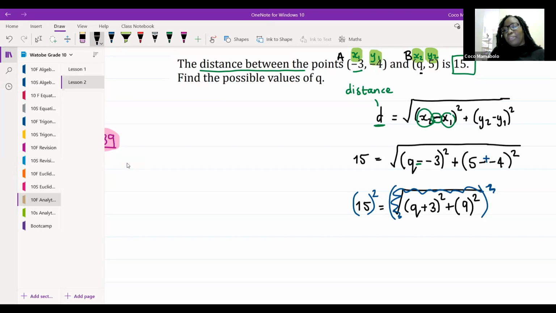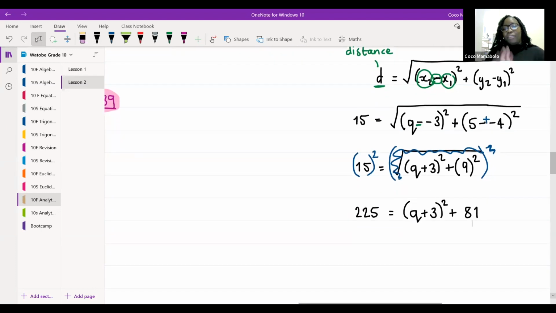225. 225, that's it. Trusting the comments right now. Is equal to, what we have left in here is q plus 3 all squared plus, now you have to tell me 9 squared is equal to? 81. Yes. Don't trust Tariro. What if Tariro's wrong? It's 81. Okay, Tariro's correct. It's 81. Great. Okay. We're still together. Yes, ma'am. We haven't lost each other.